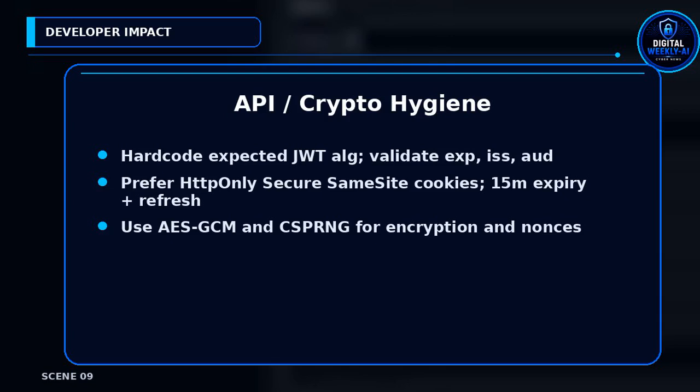Base64 is encoding, not encryption. Use AES-GCM and CSPRNG nonces for confidentiality. Test failure paths for tampered, expired, or wrong issuer tokens.